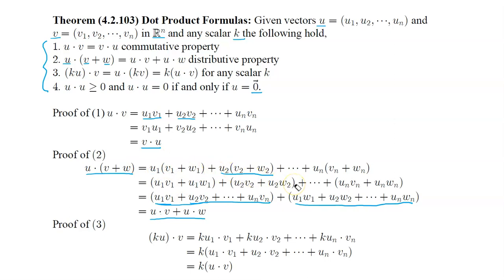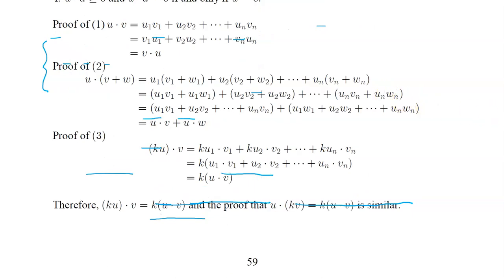Now the proof of 3 is very similar to the proof of 1 and 2. So if you look at ku dotted with v, that's going to be like this right here. Now keep in mind this dot right here, I put a dot here, but I could have left that out. That means real number multiplication here: k times u1 times v1. This is all real number multiplication here, as is this over here and this over here.